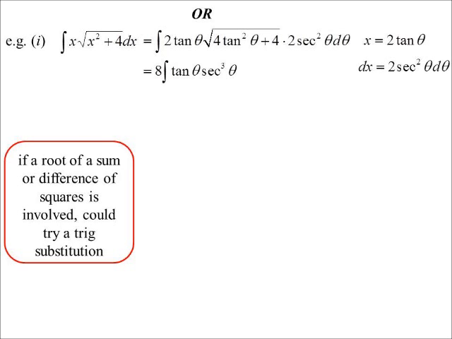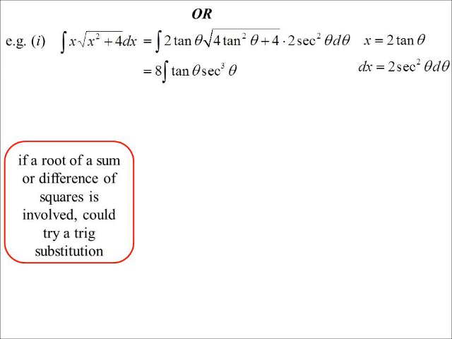So the x becomes 2 tan theta. The square root of x squared plus 4 becomes the square root of 4 tan squared theta plus 4. The dx becomes 2 sec squared theta d theta. Pulling all that together, I'll take the constant out the front, and I have the integral of tan theta sec cubed theta. And you're probably looking at that thinking, well, how has that just made my life any easier? But trust me, once we look at some extension 2 ideas, that actually is a pretty easy integral to go and do. Might not look easy right now because we haven't done a lot of them.